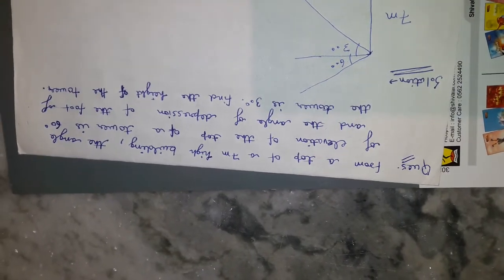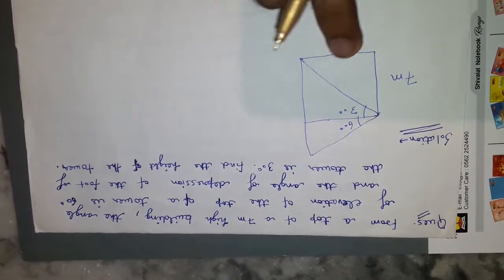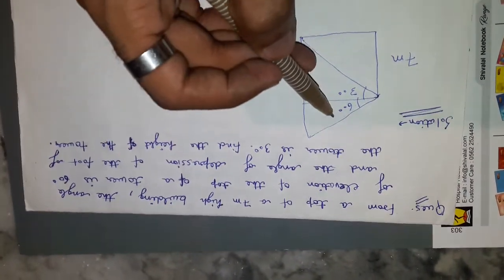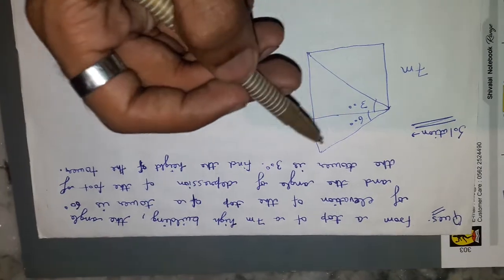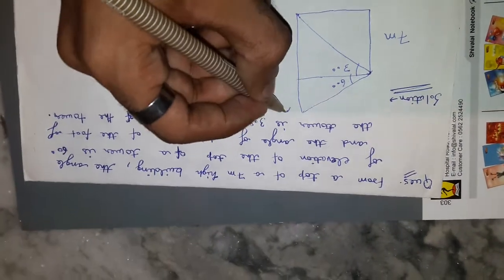So let me join this. According to the question, I have drawn this figure. This is the angle of elevation, and this is the angle of depression. Now we have to find the height of the tower, so basically we have to find this whole height.